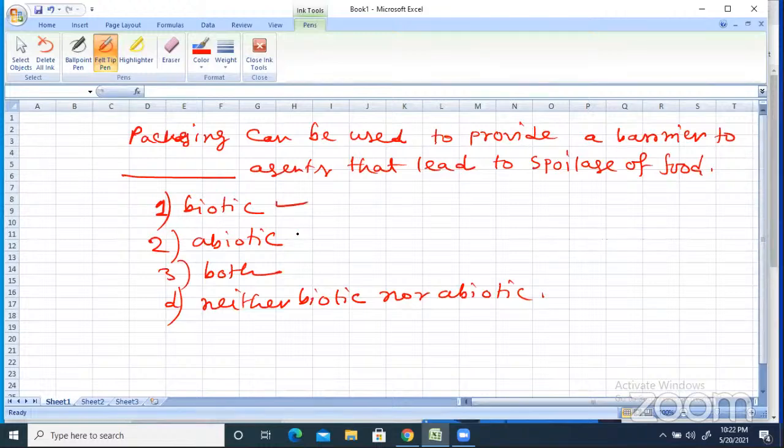Whether the agents are biotic or abiotic, both are resisted by the packaging material, and it is mainly the barrier property of packaging material, because anything can spoil the product inside.